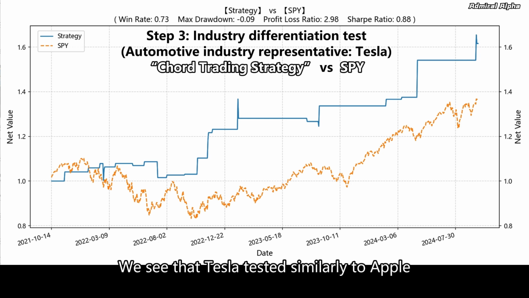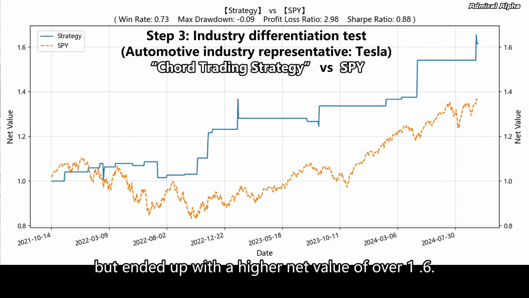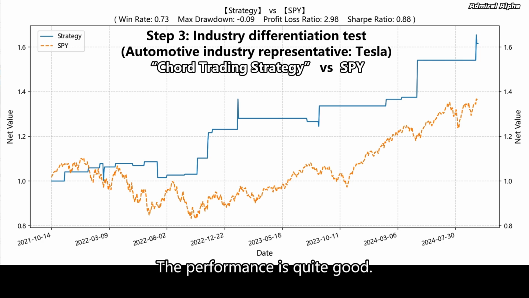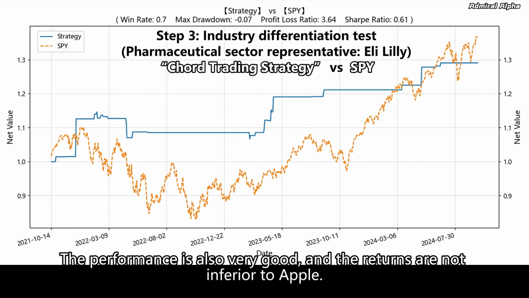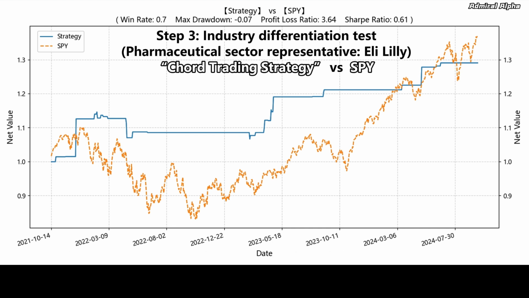We see that Tesla tested similarly to Apple, but ended up with a higher net value of over 1.6. The performance is quite good. The next picture shows the test results for the stock of pharmaceutical giant Eli Lilly. The performance is also very good, and the returns are not inferior to Apple.